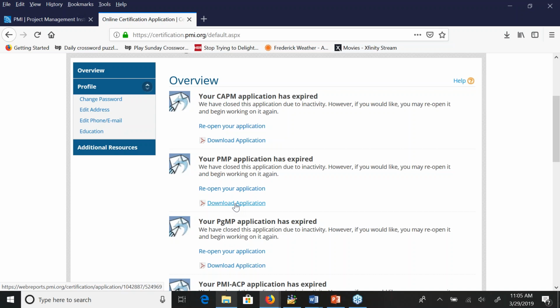Now, if you got in and started filling this out more than 90 days ago, obviously I did, I started filling this out more than 90 days ago, and you can see my application has expired.